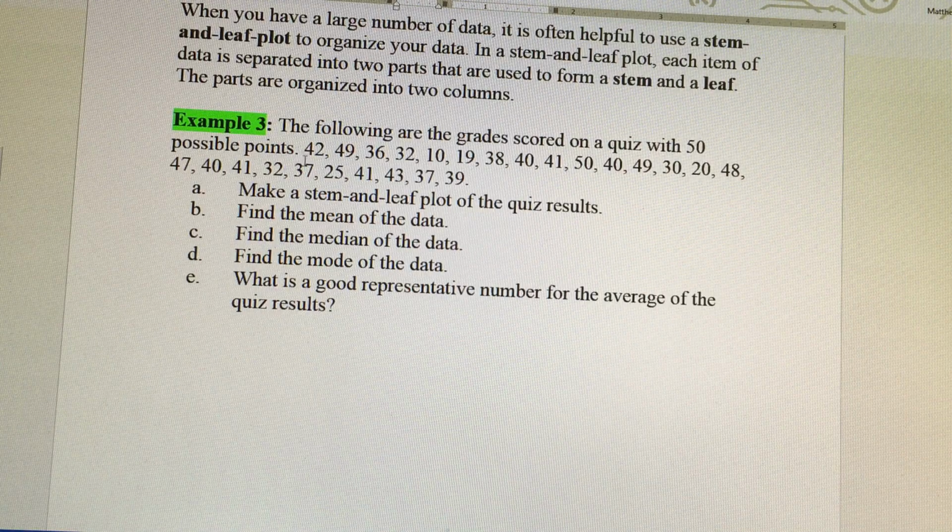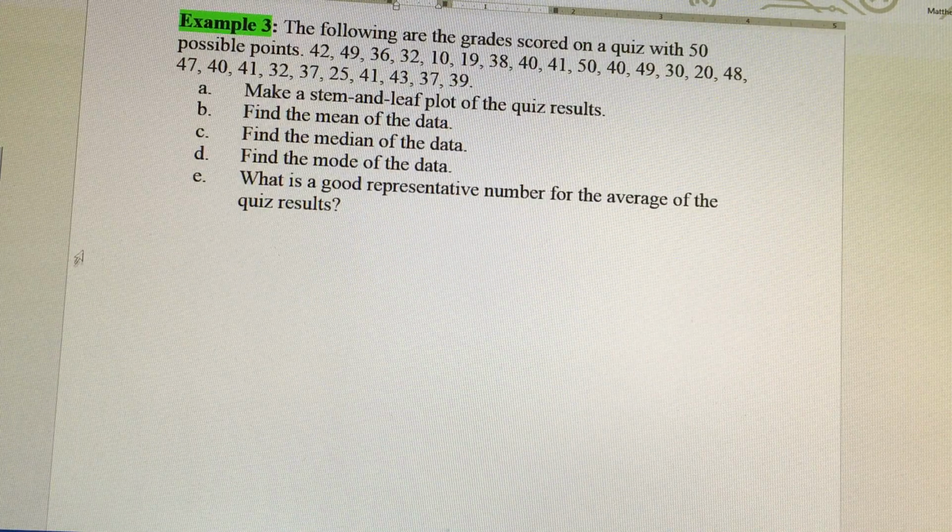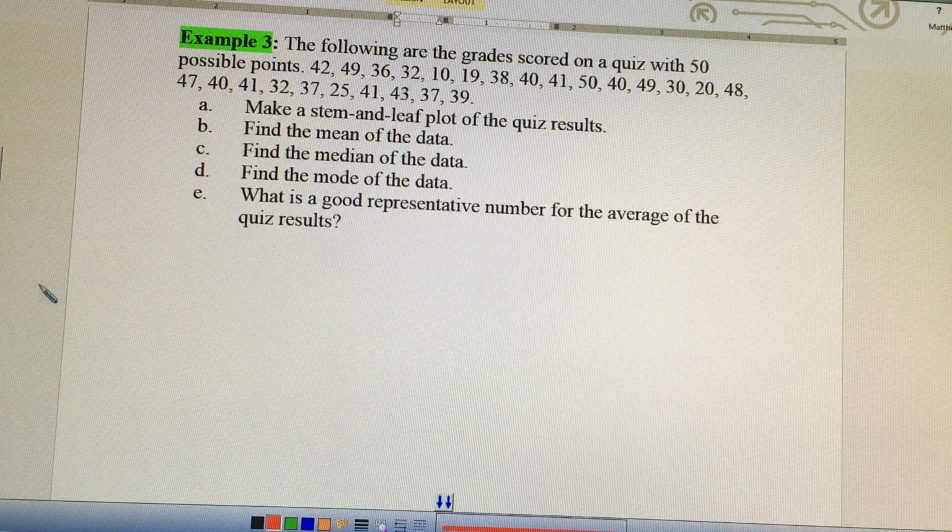Some students did really well, some students did not so well. Part A says make a stem and leaf plot of the quiz results. All right, so let me bump this up a little bit so that you can see only example number 3. One of the first things that would be smart for me to do is to number all of these off from least to greatest.